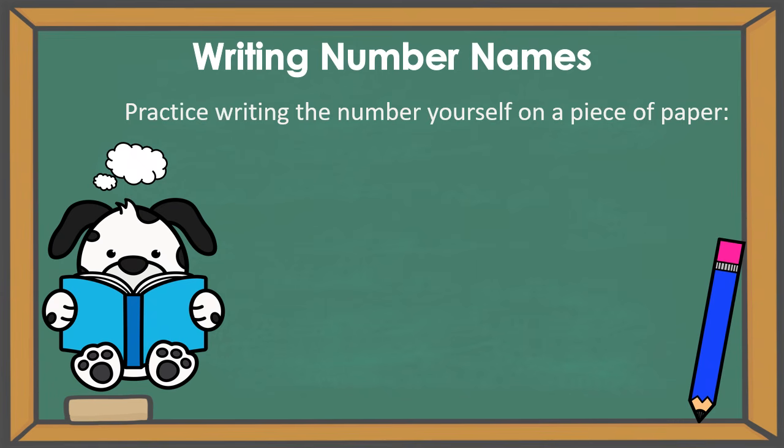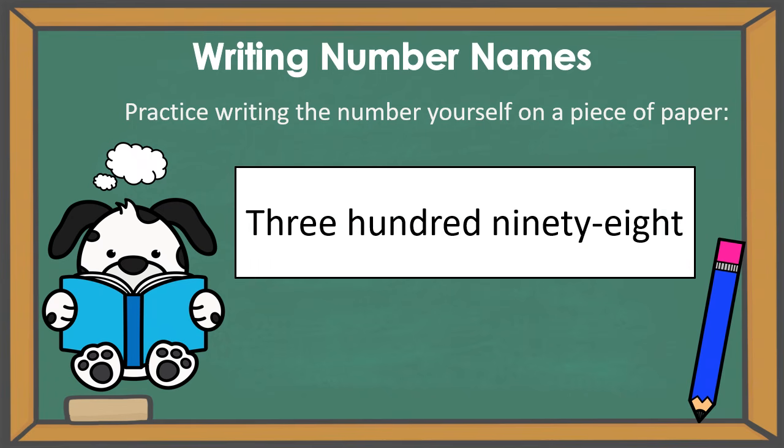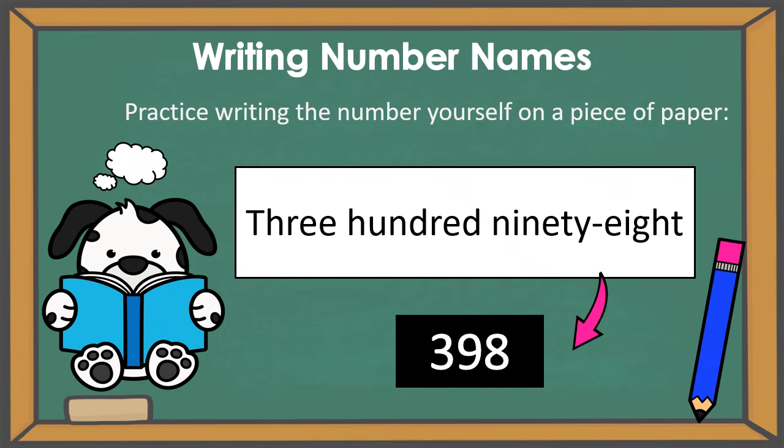Now practice writing the number yourself on a piece of paper. The given number name is 398. For this, the number is 398. For 300, we will write 300 and for 98, we will write 98, and the number becomes 398.